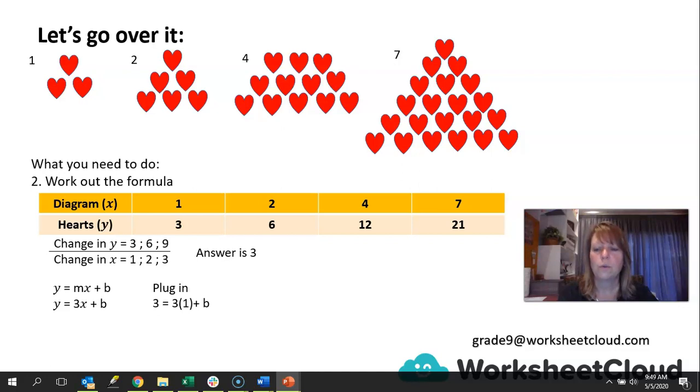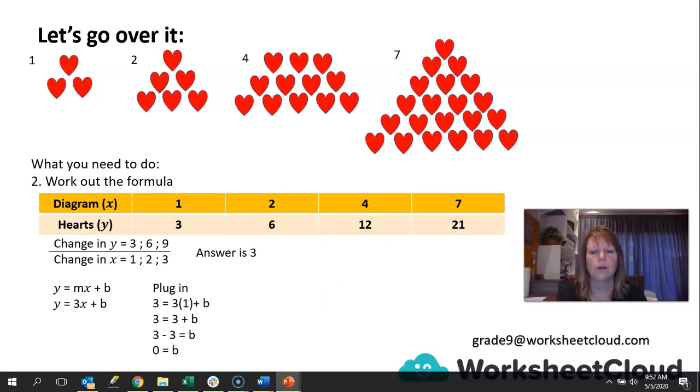So you've got 3 is equal to 3 times 1 plus b. Remember, that 3 comes from your y. That 1 comes from your x. So you're going to end up with 3 is equal to 3 plus b. It's 3 minus 3 is equal to b, and that means that b is equal to 0.